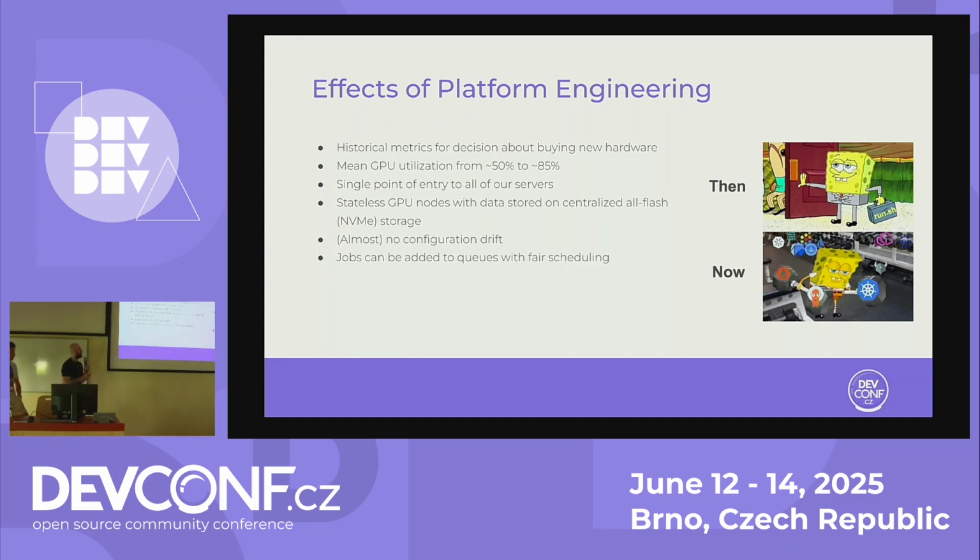You also get almost no configuration drift because on the layer of Kubernetes, it's managed by Argo, so there's no drift. But I say almost because it can happen when you run Ansible against the servers and you do something manually on the servers. And also jobs can be added to queues with fair scheduling, which is the main benefit for the researchers.